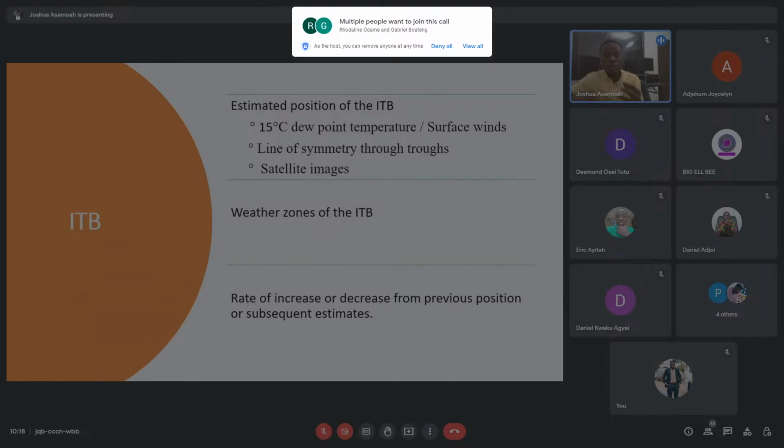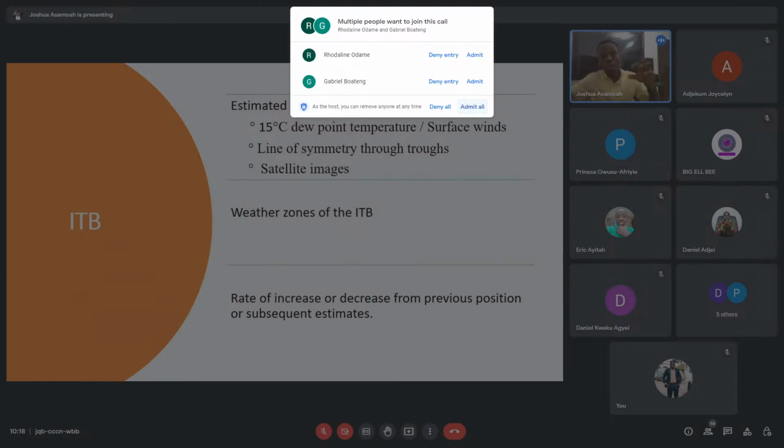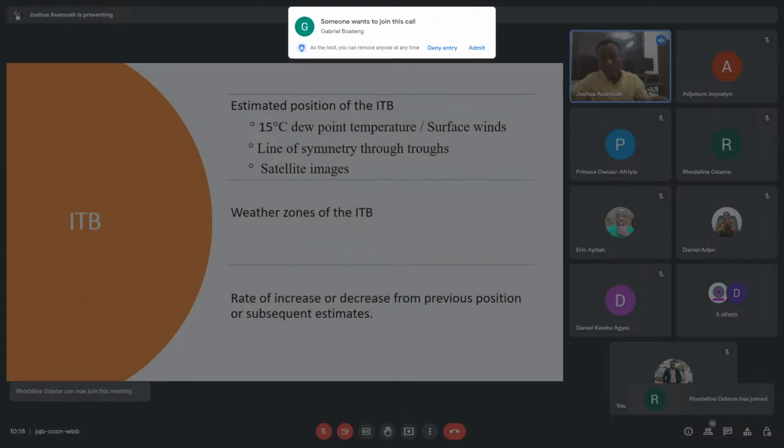And then there's also another way you can use the pressure chart to determine where your ITB will be. So you just draw a line of symmetry around the trough. So throughout Africa, where the equatorial trough will be located, you can just draw a line of symmetry within that trough zone, and it will also tell you where the ITB position will be at.